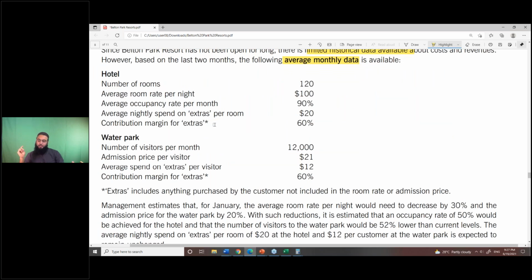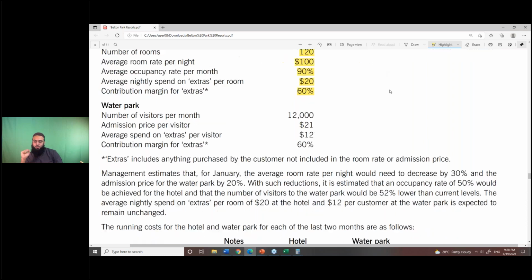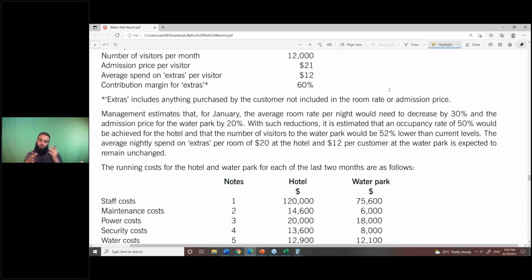Now, I'm solving hotel, okay? For me, hotel is important. Number of rooms, 120. Average room rate per night, $100. Average occupancy rate per month, 90%. Average nightly spend on extras per room, that's $20. Contribution margin from extras, sorry, 60%. Extras include anything purchased by the customer not included in the room rate or the admission price, maybe a cold drink and stuff like that.